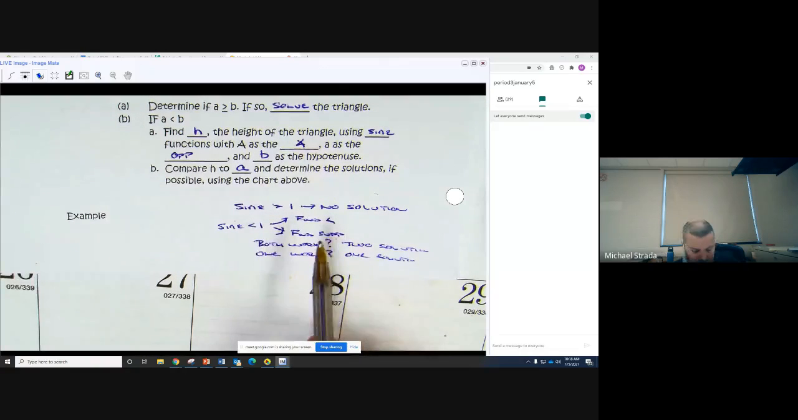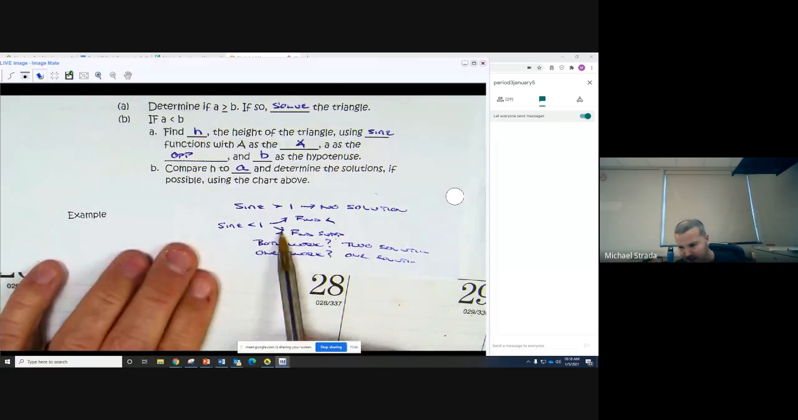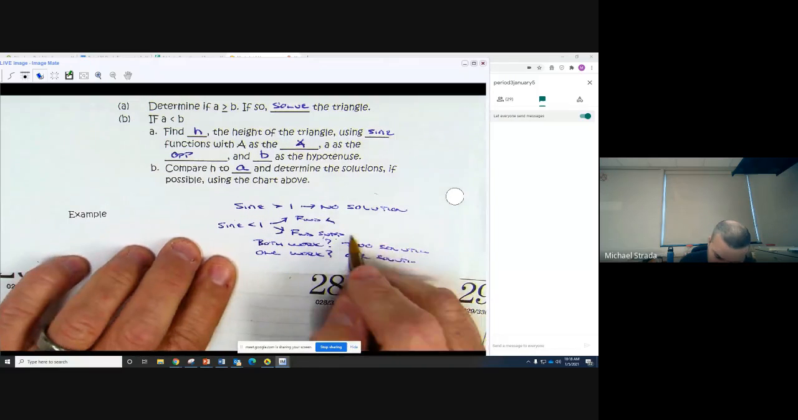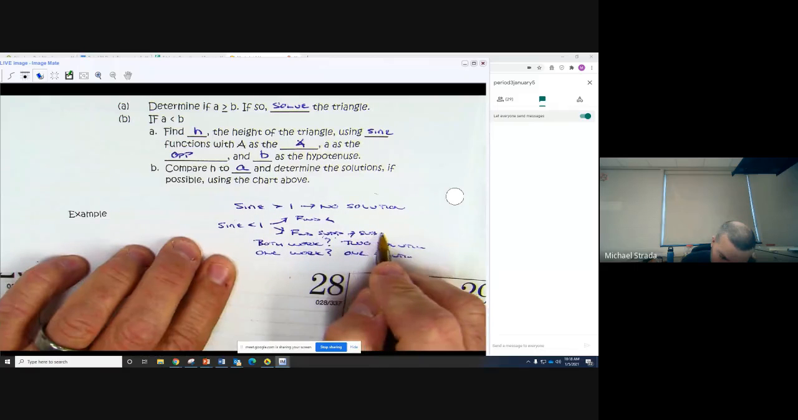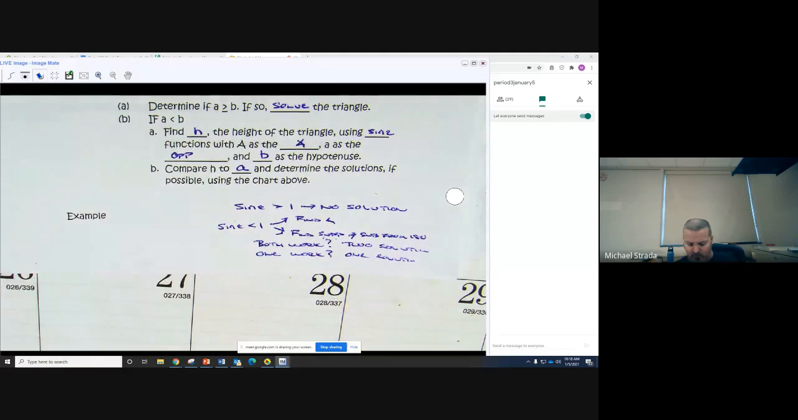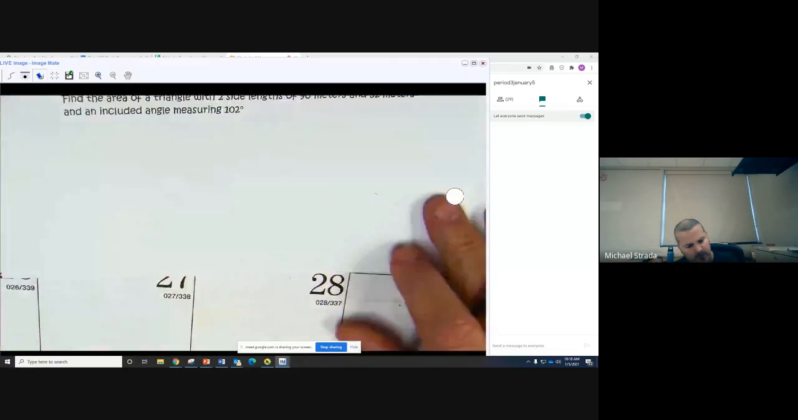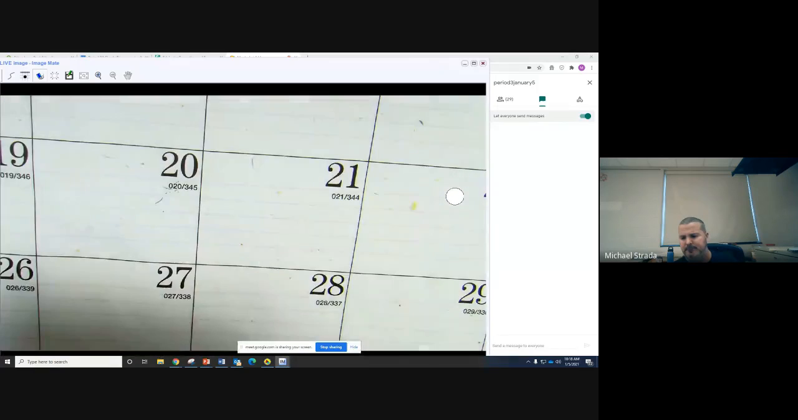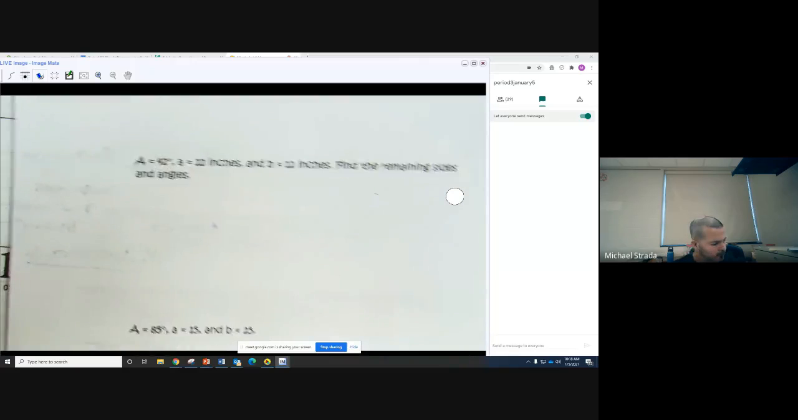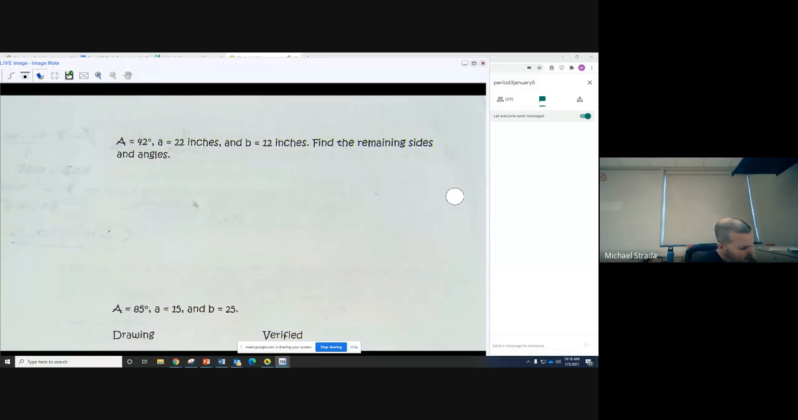If sine is greater than 1, we're going to have no solution. If sine is less than 1, you find the angle and its supplement. You find its supplement by subtracting from 180. All right? And if both work, you have two solutions. If only one works, you have one solution. All right, so an example. They tell you A is 42 degrees, a is 22 inches, and b is 12 inches. Find the remaining sides and angles.